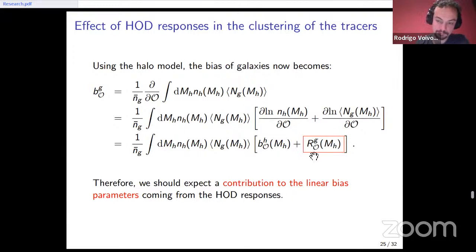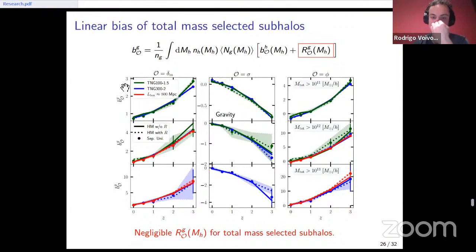So we have this contribution of the HOD response even for the linear order of the bias of the tracers, or the galaxy bias. And here is the comparison. Each column is a different operator. Each row is a different cut, for example, cuts at 10 to 11, 10 to 12, and 10 to 13. The different colors are the different resolutions of the simulation.